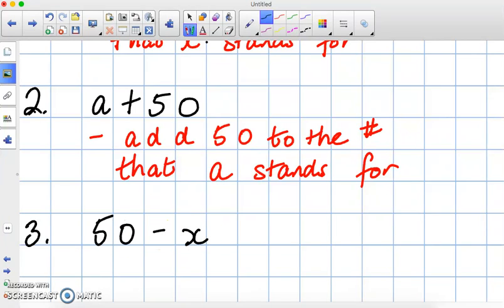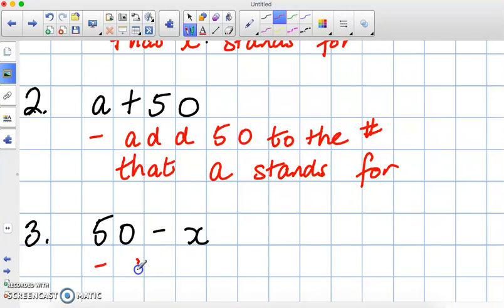Now, when you're dealing with subtraction in an algebraic expression, the order matters more in terms of how you interpret it, okay? So we would say that, again, x stands for an unknown number, and that remains the same. But you're subtracting the number away from 50. So the way you interpret that would be the following, okay?